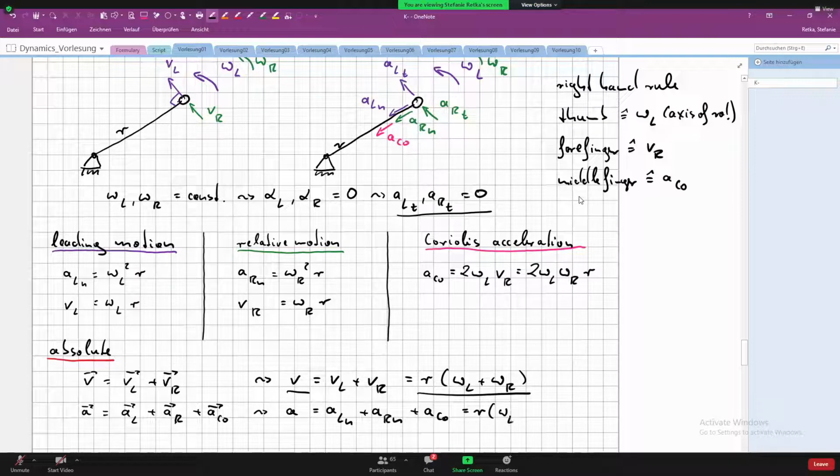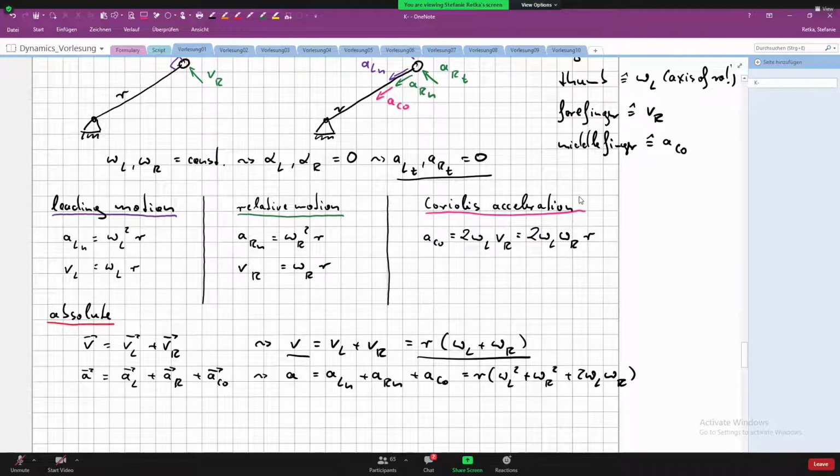We have omega L square plus omega R square plus 2 omega L omega R, like this, which is good enough. For an example, you do not have to simplify any further, but of course you can if you like, and then you might see that this is a quadratic equation which you can also write like this. But again, it's not necessary. The previous equation also only contains the variables given.